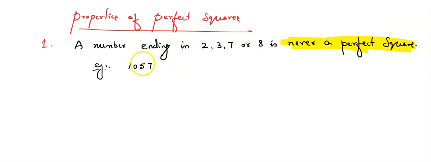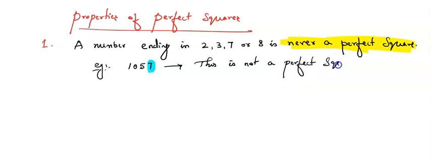1057, this number, is it a perfect square? Yes or no? I am asking you, 1057, is it a perfect square? As you can see here, the last number is ending with 7, so we can say that this is not a perfect square. So simple, right? You just have to see the number.